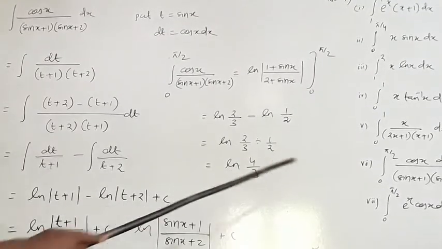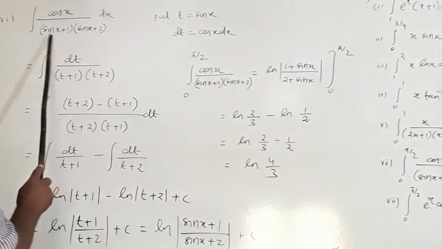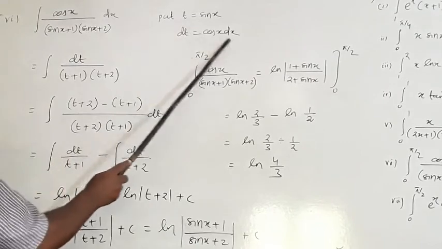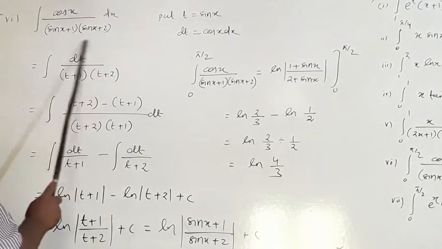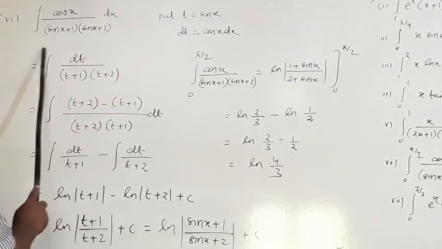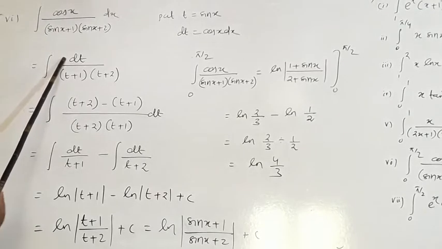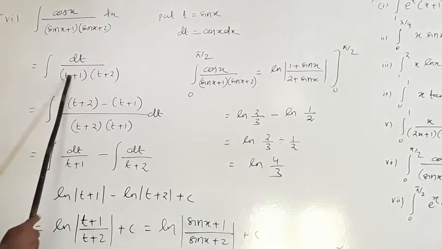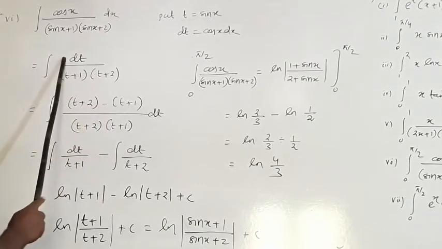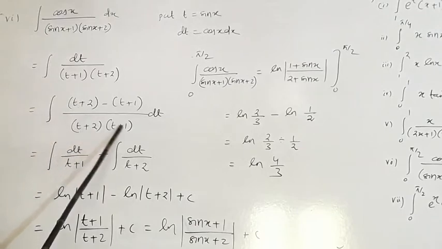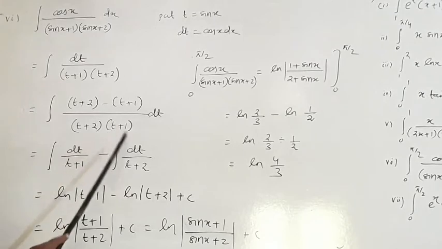Now look at this problem: cos x by sin x plus 1 into sin x plus 2. Again put t equal to sin x here, dt will be cos x dx. So it is dt by t plus 1, t plus 2. There is no necessity of doing this problem by partial fraction. Again look at the numerator, there is only one constant. So just subtract this from this: t plus 2 minus t plus 1. dt cancels, 2 minus 1 is 1. So divide this by this, then this by this. That is the separation: dt by t plus 1 minus dt by t plus 2.